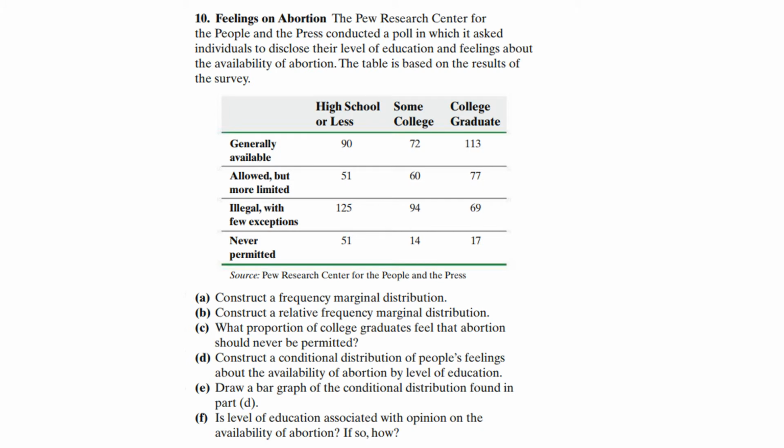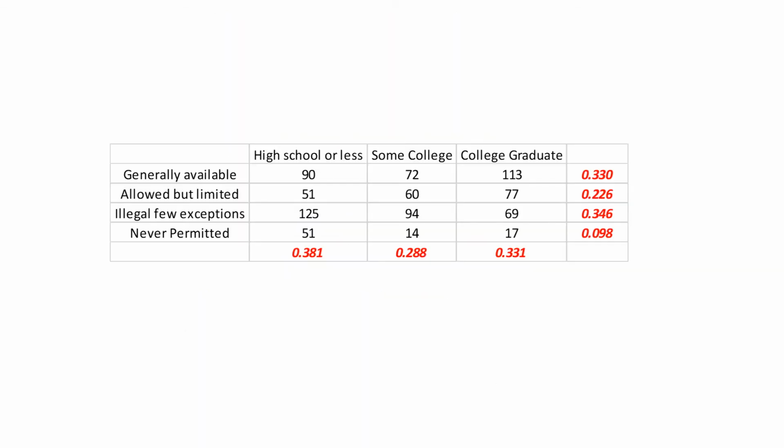The next question is to construct a relative frequency marginal distribution. Here we need to take these and divide them all by 833, and divide all these totals that we had before by 833. This shows us the relative amounts, whether there are a large number of data points or not. This tells us the fraction or the proportion. That is a relative frequency marginal distribution.